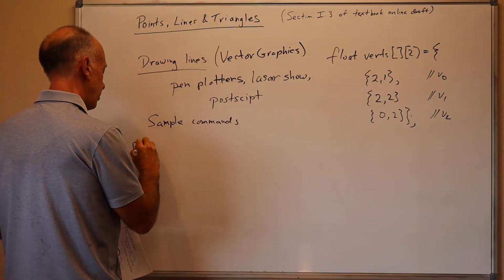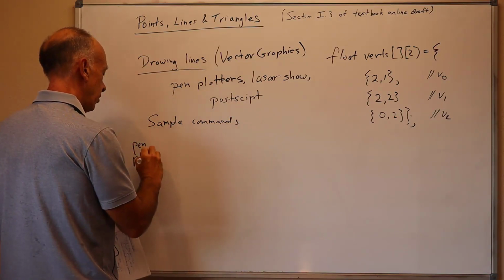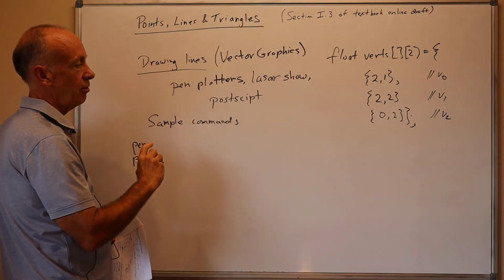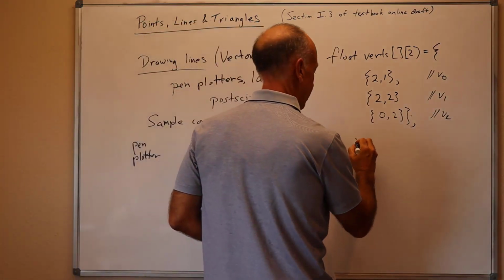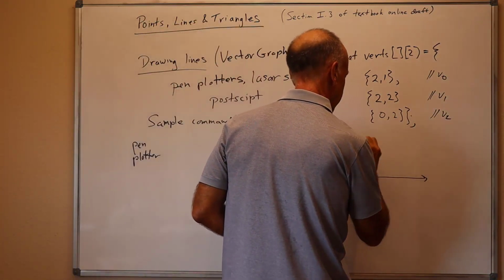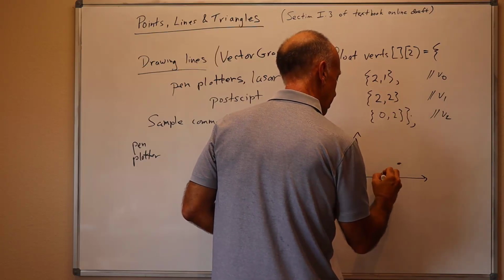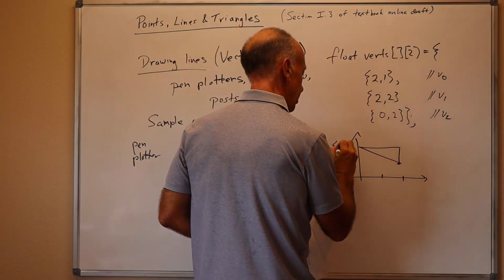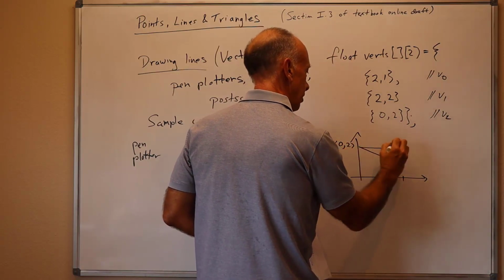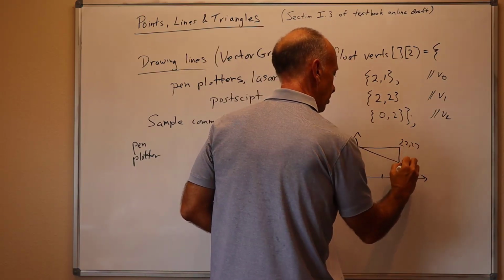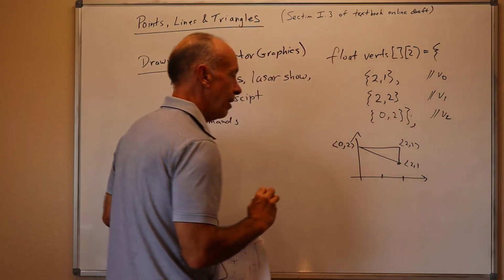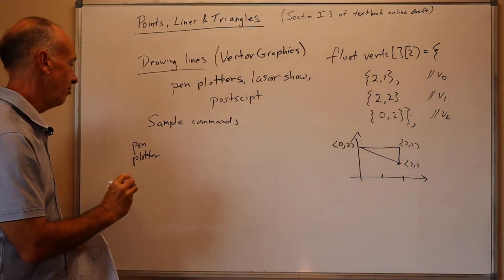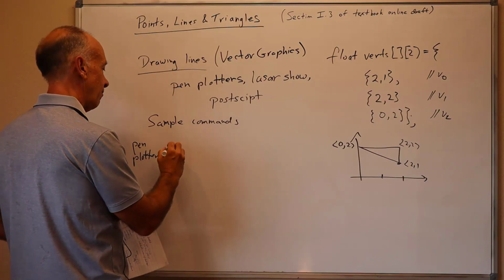So for a pen plotter, if you wanted to draw the triangle, and I'm talking about the same triangle I had last time, let me draw that picture again here. So now I've got this triangle here. Here's 0, 2, 2, 2, and 2, 1. And now I want to draw the three edges of the triangle. A pen plotter would do commands like the following.